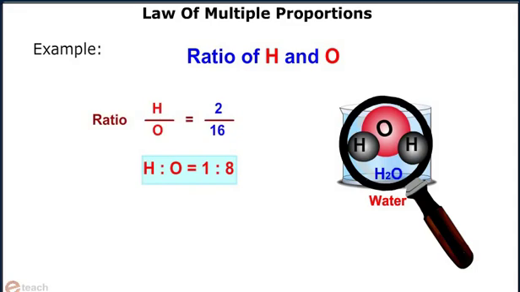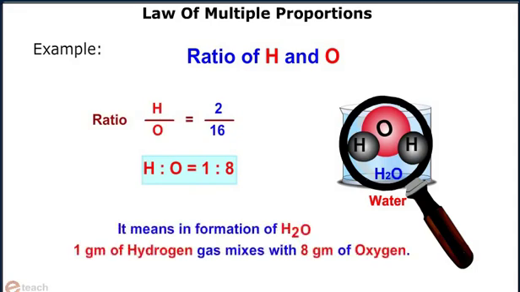H is to O equals 1 is to 8. It means in the formation of H2O, 1 gram of hydrogen gas mixes with 8 grams of oxygen.